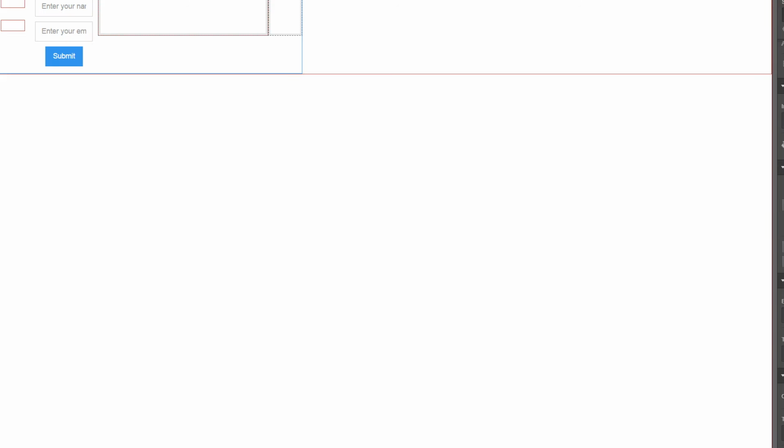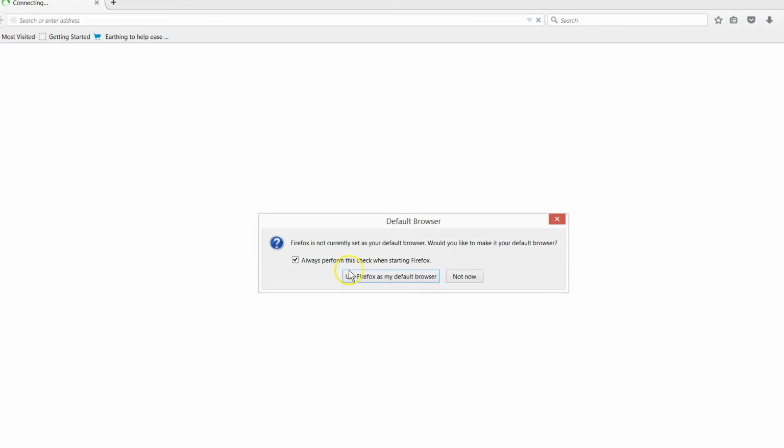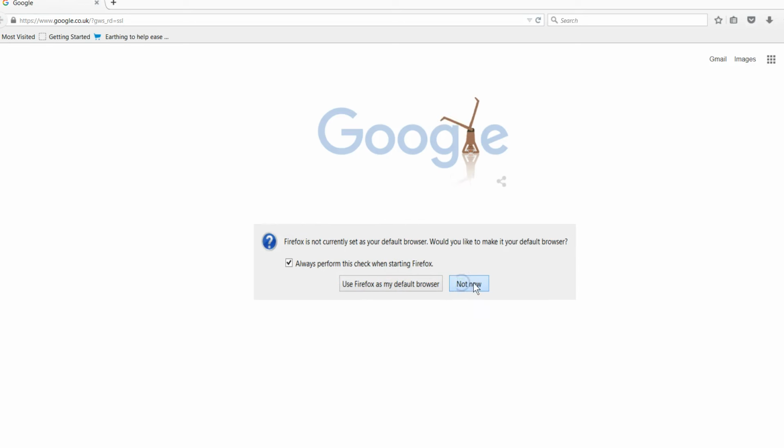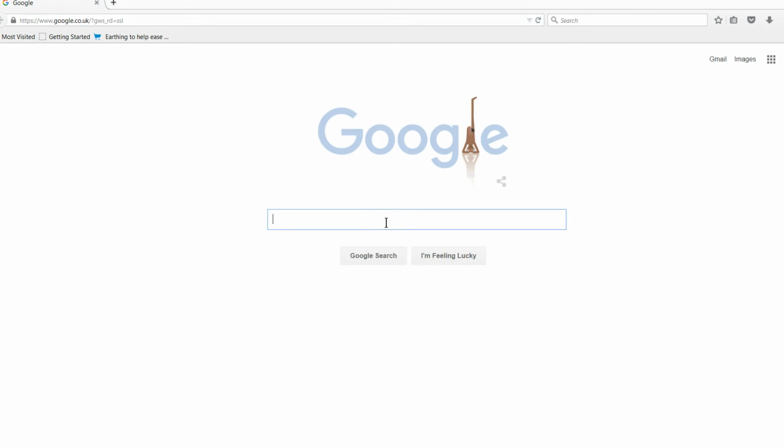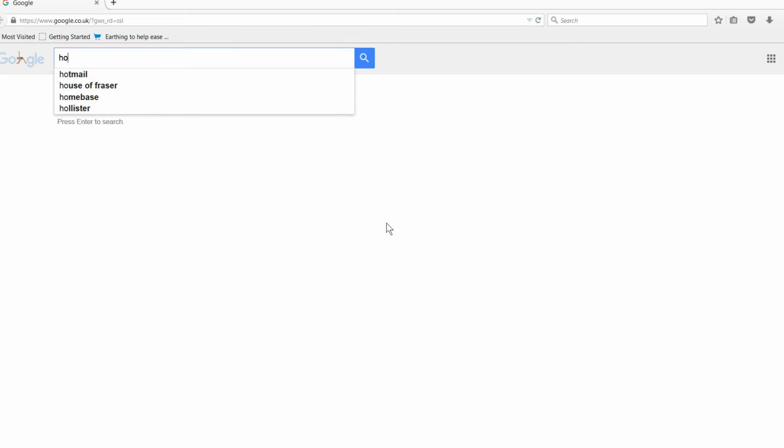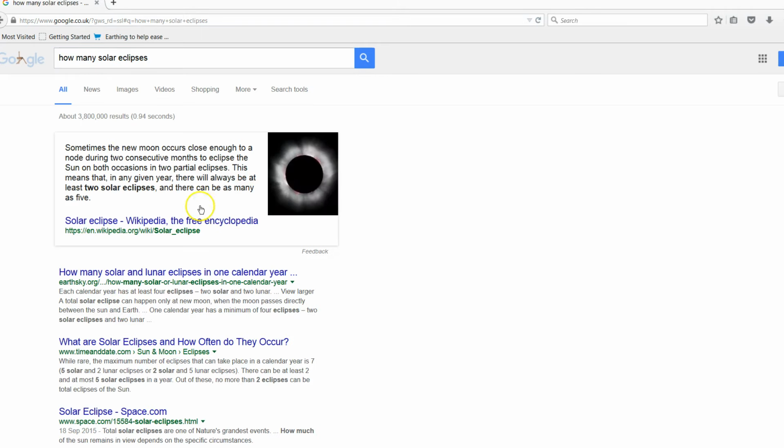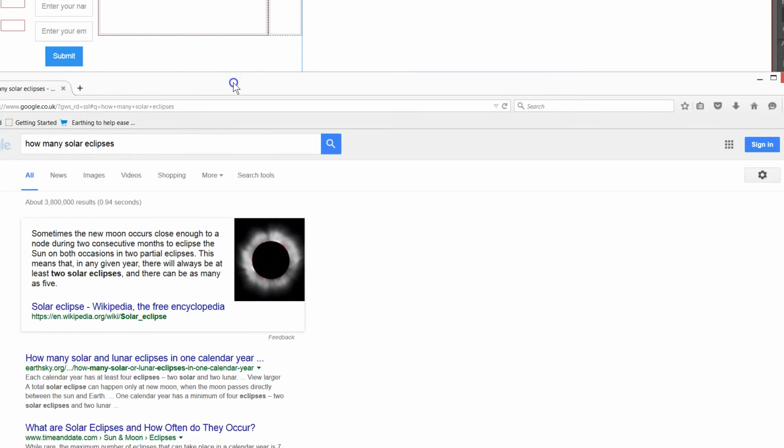Anyway, type it in. How many solar eclipses? Okay, so here it says we get 2 solar eclipses per year, and can be as many as 5, right? That's where the moon comes in front of the sun, right? Now this is very interesting, if you think about this. So it's up to 5 a year.